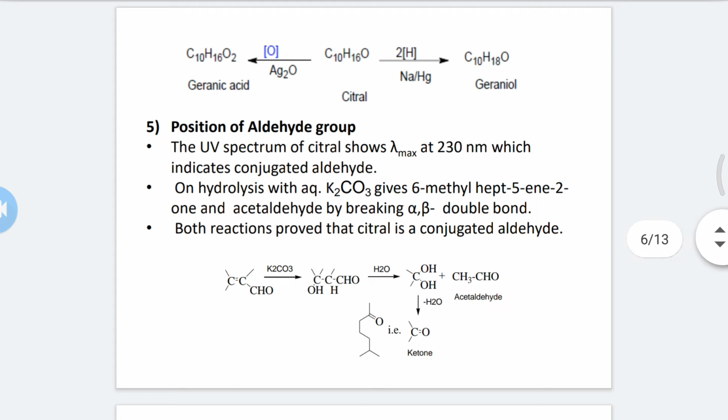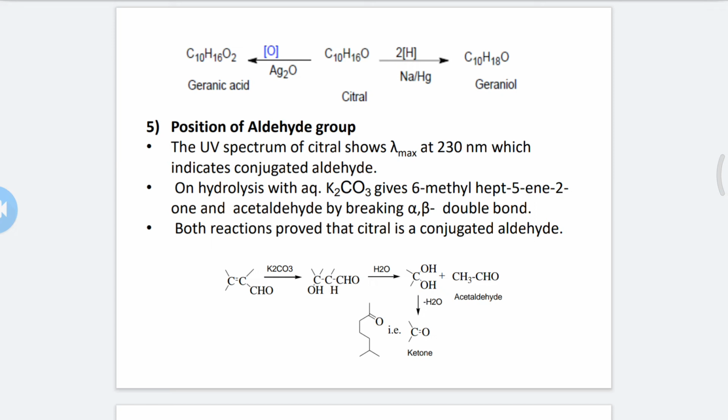C10H16O is the citral molecular formula, and this reacts with Na-Hg reduction to form geraniol. If we use silver oxide, it forms geranic acid.